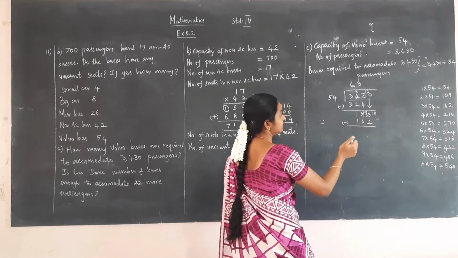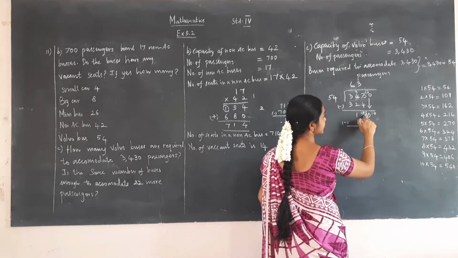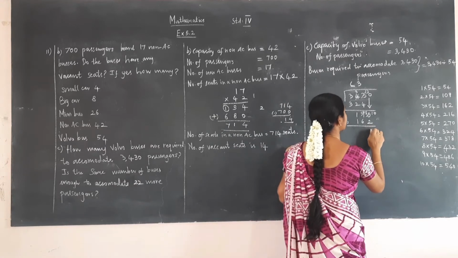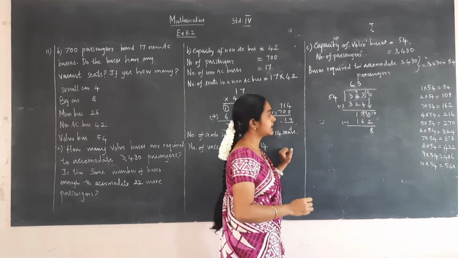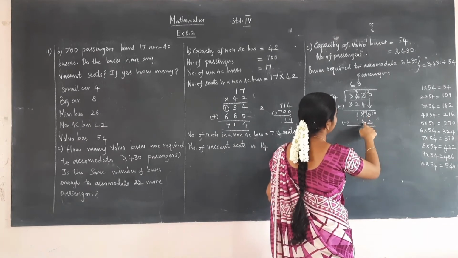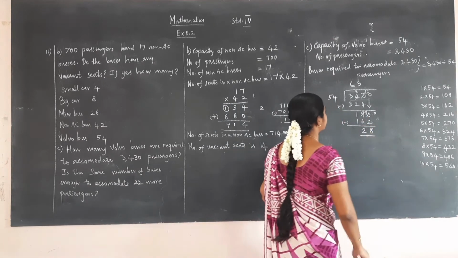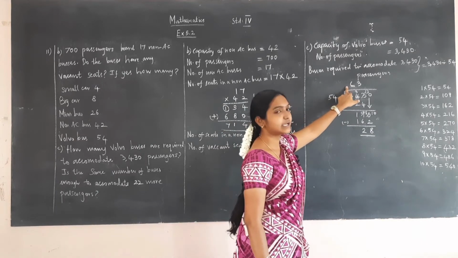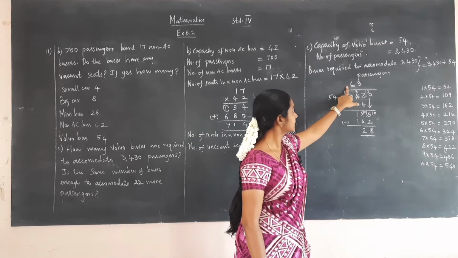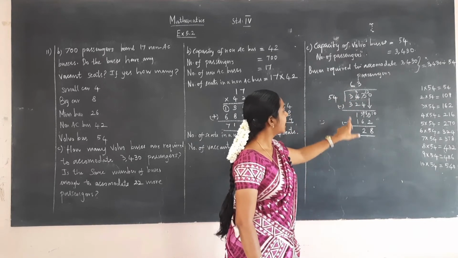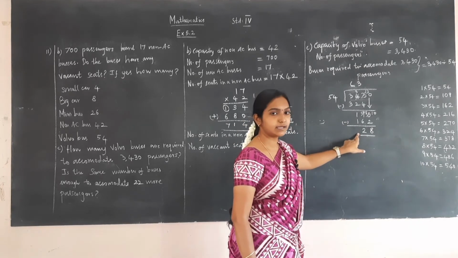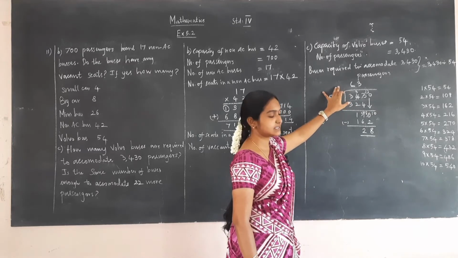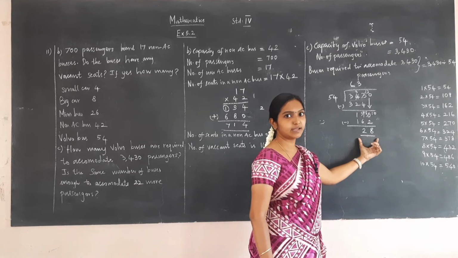I have borrowed 1 from 9. So, 9 will be changed as 8 and 0 will be changed as 10. We have to subtract 2 from 10, so the answer will be 8. 10 minus 2 is 8. 8 minus 6 is 2. With 63 Volvo buses, we can accommodate passengers and 28 passengers will be remaining. When we accommodate with 63 buses, 28 passengers will be remaining.